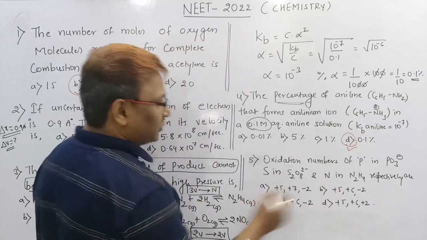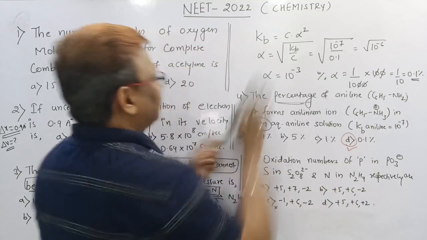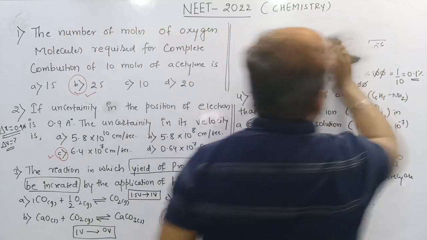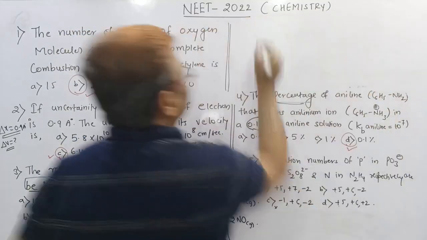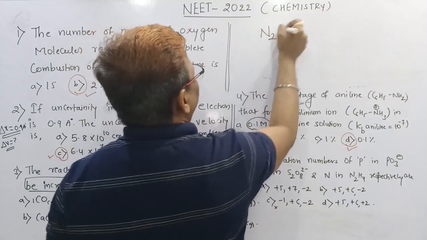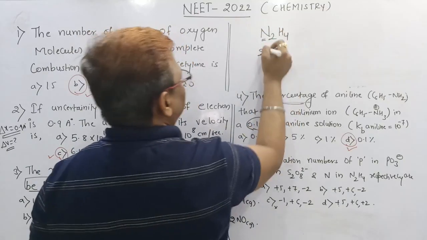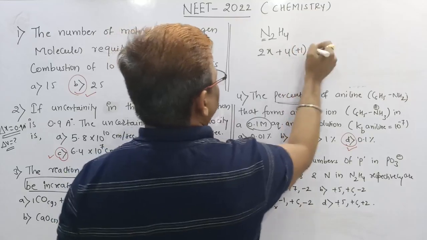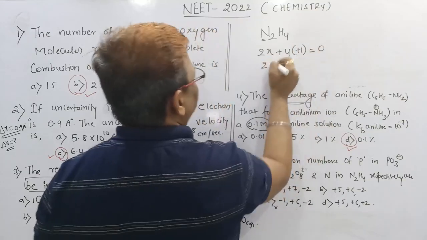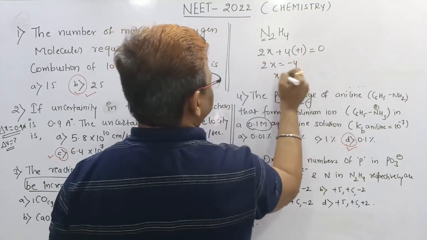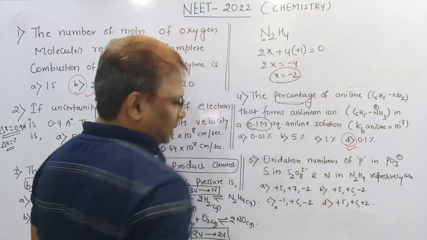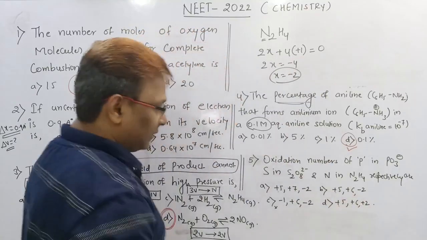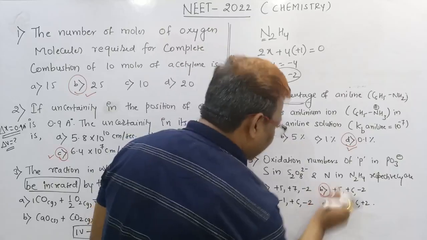Nitrogen in N2H4. See here beta, I want to get the oxidation number of nitrogen: 2x plus hydrogen, how many, 4, oxidation number plus 1, equal to 0. Beta 2x equals minus 4, x is equal to minus 2. Check beta, minus 2 means our option B will be correct.